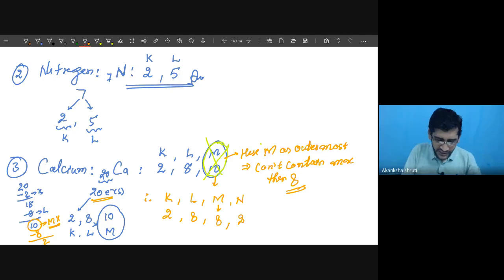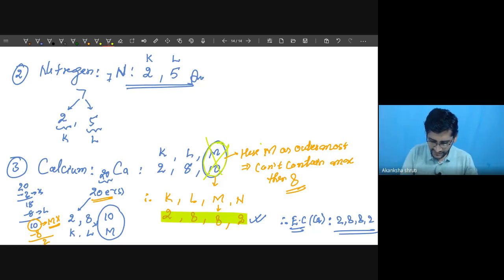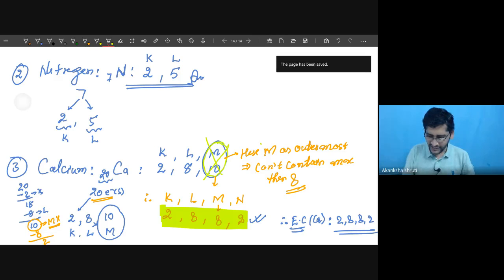Are you getting it? So this was the meaning of our octet rule. Getting it, students? So this is correct. Therefore, the electronic configuration of calcium is 2, 8, 8 and 2. Is it okay? So this thing we have to keep in mind, students. This was the application of our octet rule. We cannot keep 10 in M, because by keeping 10 in M, the octet rule gets violated.